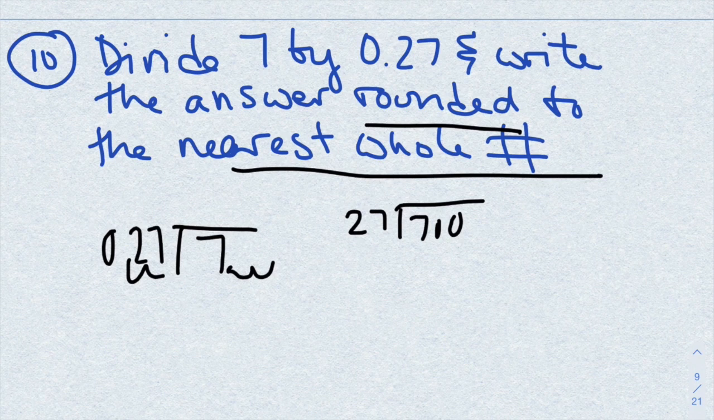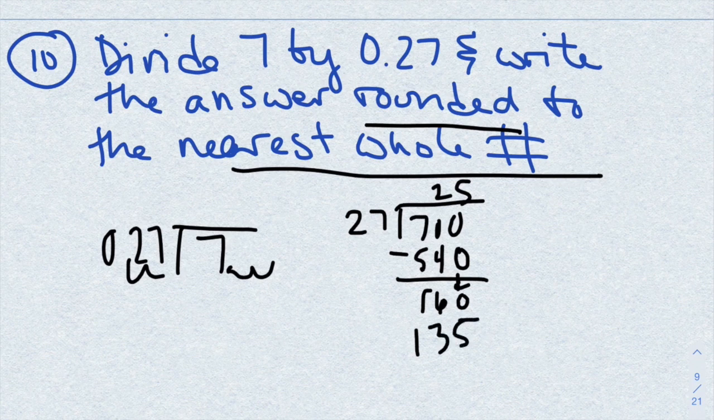Once I've done some math here, I realize that 27 fits into 70 2 times, which gives me 54. 16, bring down my 0. 27 fits into 160 5 times. 5 times 27 is 135. In case you're wondering, I already did the multiplication on another sheet of paper for these. You can't do this in your head. And then I end up with 25.